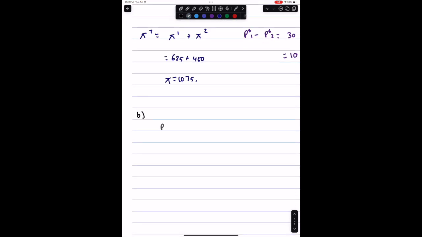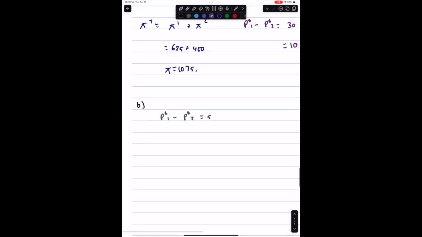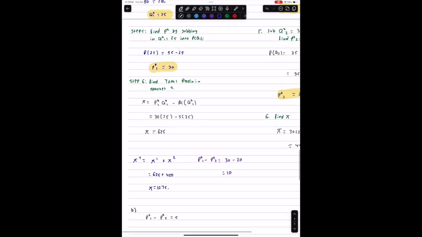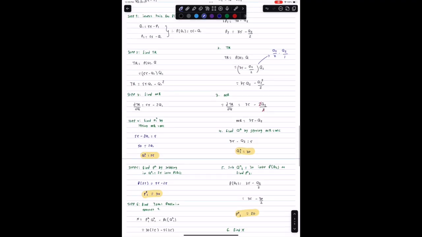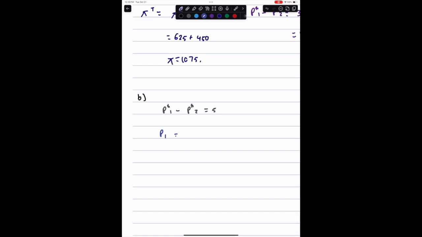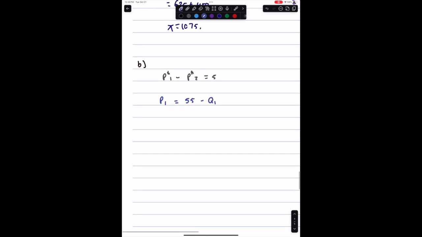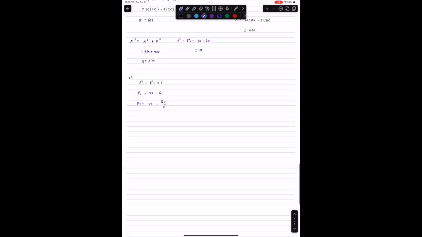Okay, so the question asked us, what happens if P star 1 minus P star 2 is equal to 5? This part's very, very important, so please pay close attention. If you get this part wrong, you're just going to get the whole question wrong. So I urge that you just pay attention for this part. We know our P1 is equal to 55 minus Q1. We derived that earlier. And we know our P2 is equal to 35 minus Q2 over 2, right? We derived that earlier as well. Let me just double check. Yeah.